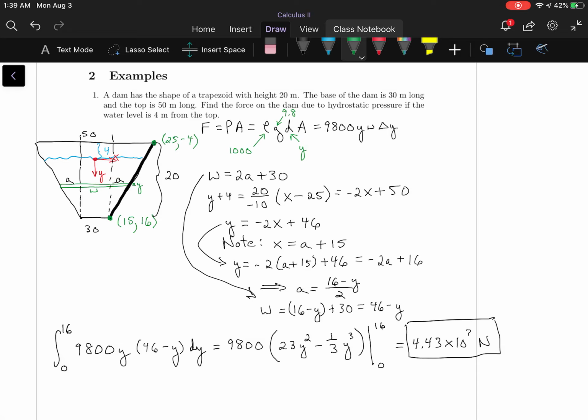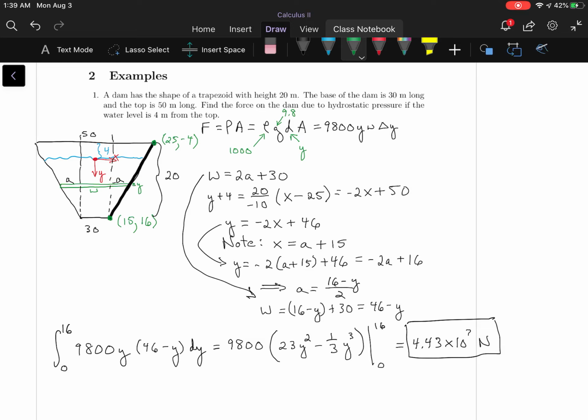So the scenario here is that there's a dam that has the shape of a trapezoid with height of 20 meters. The base of the dam is 30 meters long and the top is 50 meters long. We want to find the force on the dam due to hydrostatic pressure if the water level is 4 meters from the top. You can see on the top left, I have a sketch of this dam. It's not quite to scale, but the general idea is there.